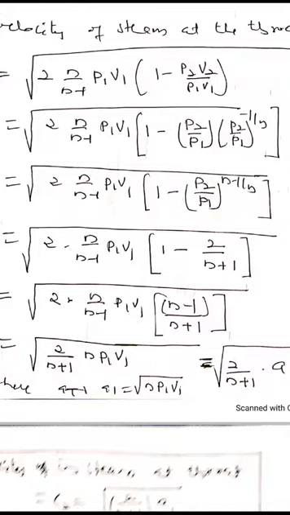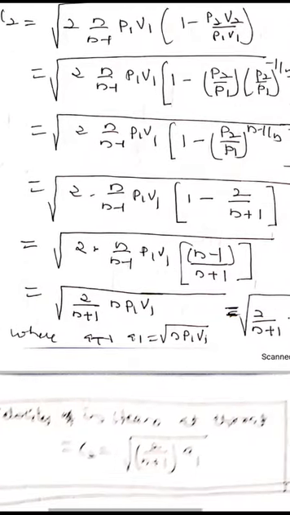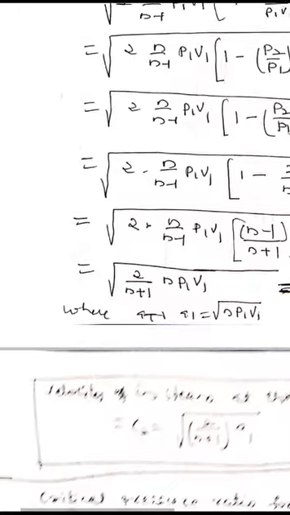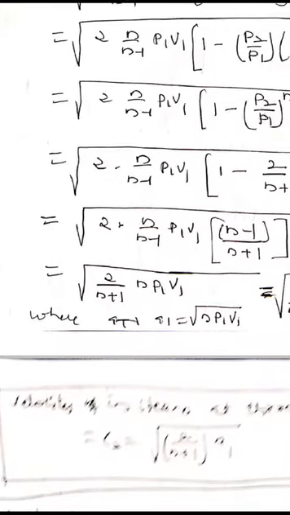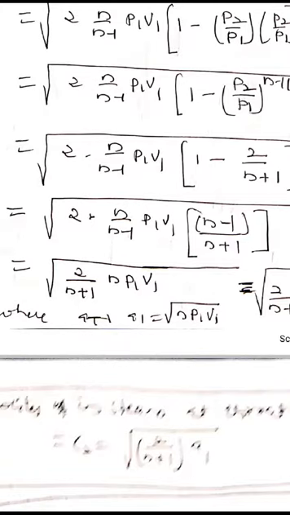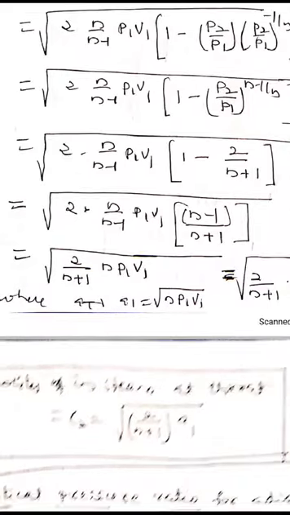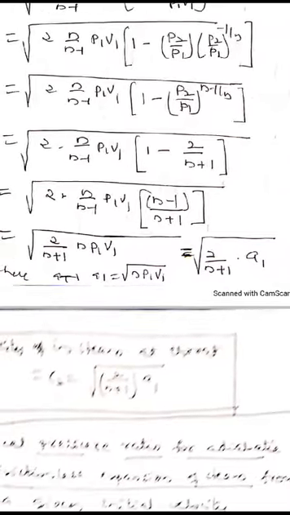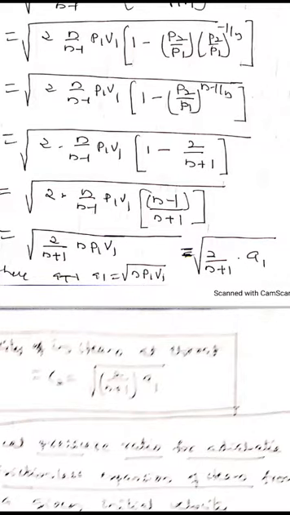you will get C2 equal to root of 2 by n plus 1 into n P1 V1, which is equal to root of 2 by n plus 1 into root of n P1 V1. Root of n P1 V1 is a1, that is the velocity of sound. You know that a equals root of n P V. So root of n P1 V1 equals a1, the velocity of sound in steam at pressure P1 and V1.